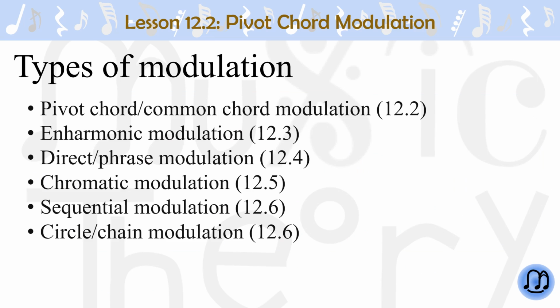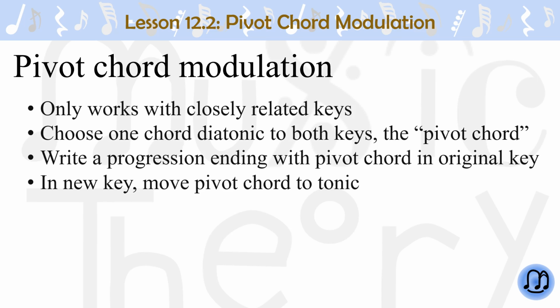The types of modulation are the pivot chord or common chord modulation, enharmonic modulation, direct modulation or phrase modulation, chromatic modulation, sequential modulation, and circle or chain modulation. In this lesson, we are going to learn about pivot chord modulations only. A pivot chord modulation only works with closely related keys.